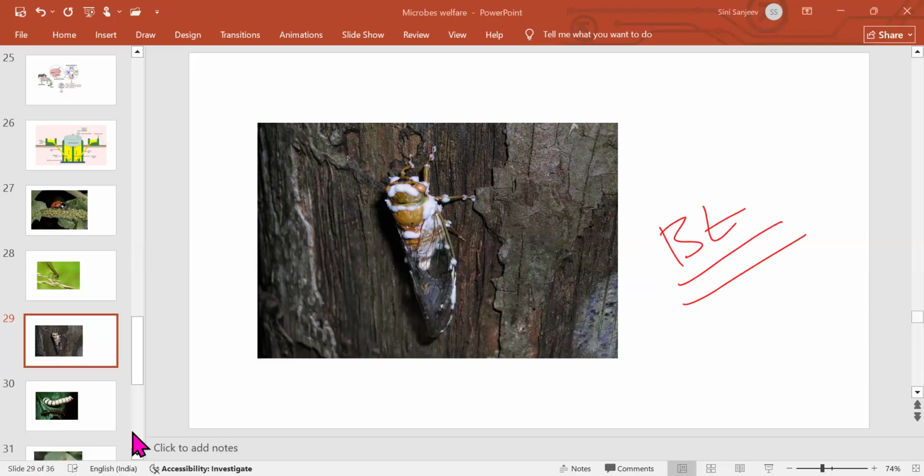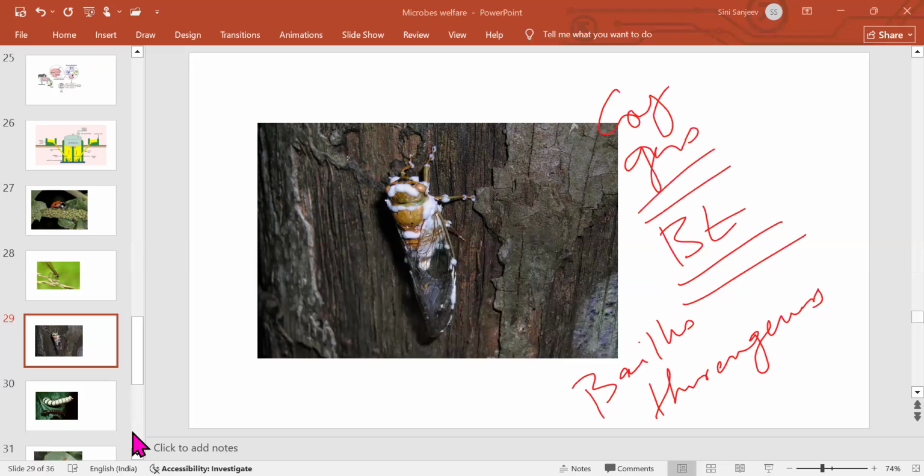Okay, so BT means what? Bacillus thuringiensis. Bacillus thuringiensis is a particular type of bacterial gene which is called the cry genes. Now, in the market, you can see that BT cotton, BT brinjal, BT tomatoes are available nowadays. So these are what? It's a genetically engineered product.